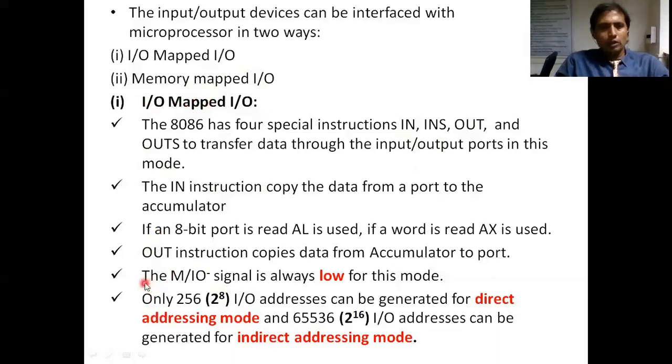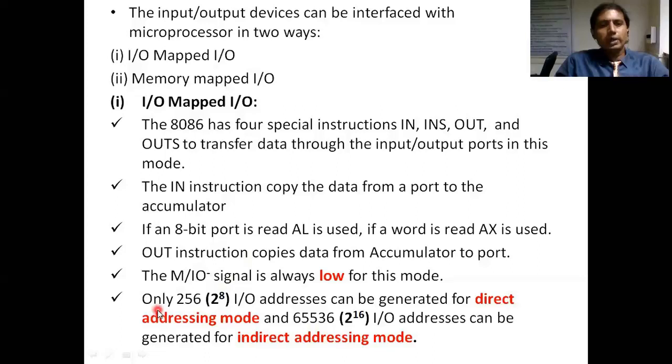Concentrate. What are the last 2? Here, this is important. The M by IO bar signal must be low. Low means we are selecting IO, and 1 means we are selecting memory. So when the M by IO bar signal is low, we are entering into IO mapped IO. See here IO, this side also IO, which means we should select IO. So if it is low, then our selected operation is an IO operation. For that, the M by IO bar signal must be low. This is important for IO mapped IO.